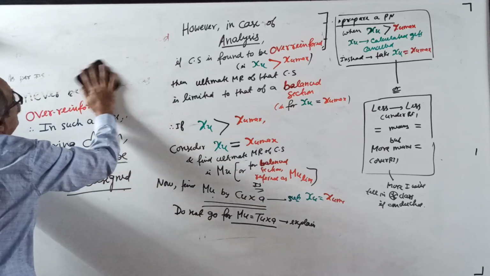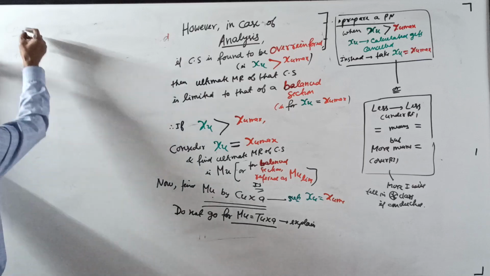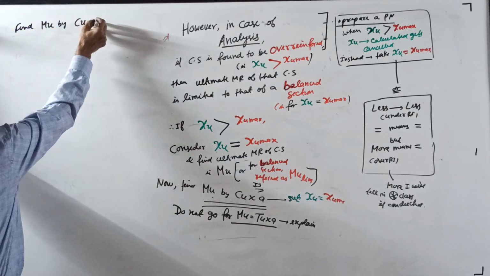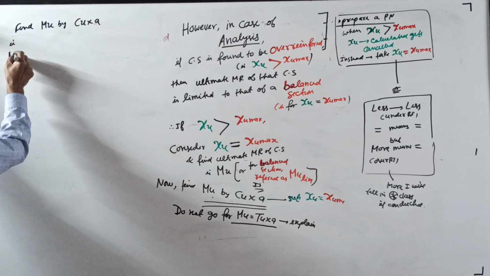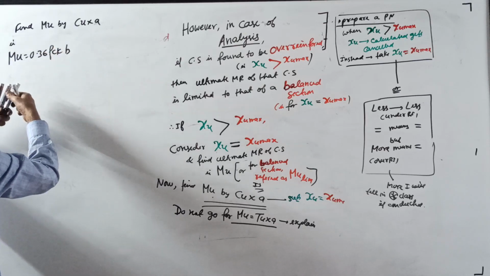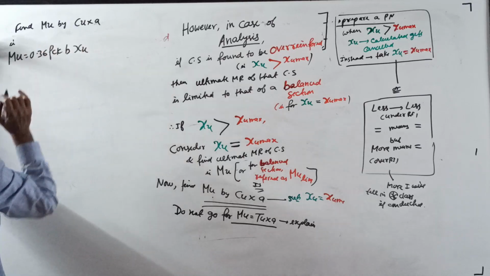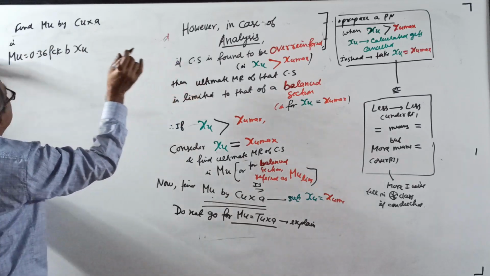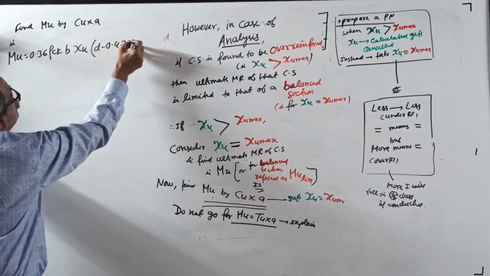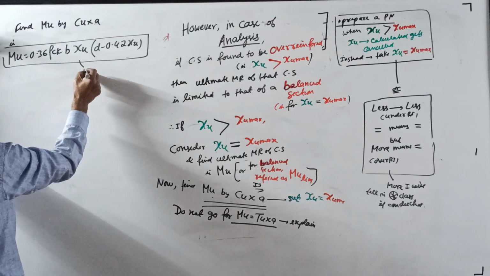See now. Remember, find MU by CU into A. That is MU equal to 0.36 FCK into B into XU. This time, I'll use XU this way, not that value, XU cancelled. XU into D minus 0.42 XU. This is the basic equation.